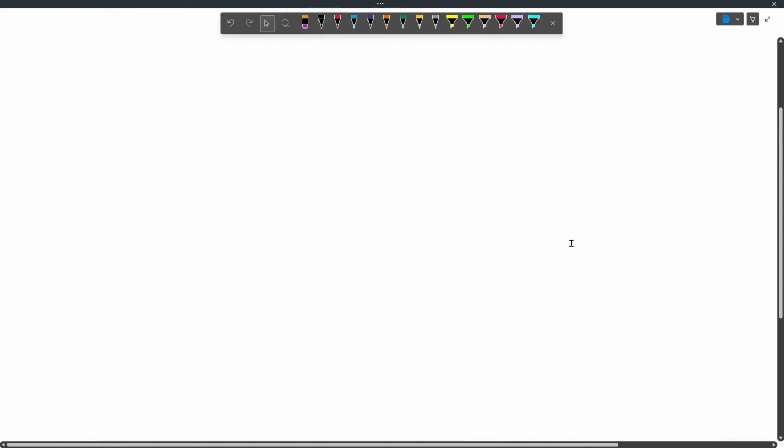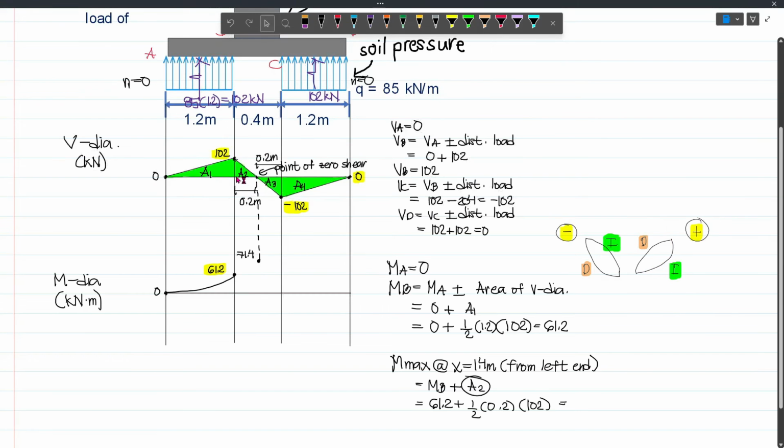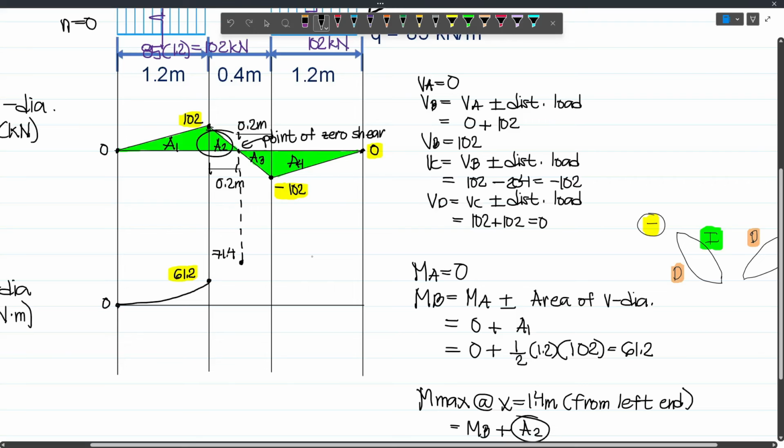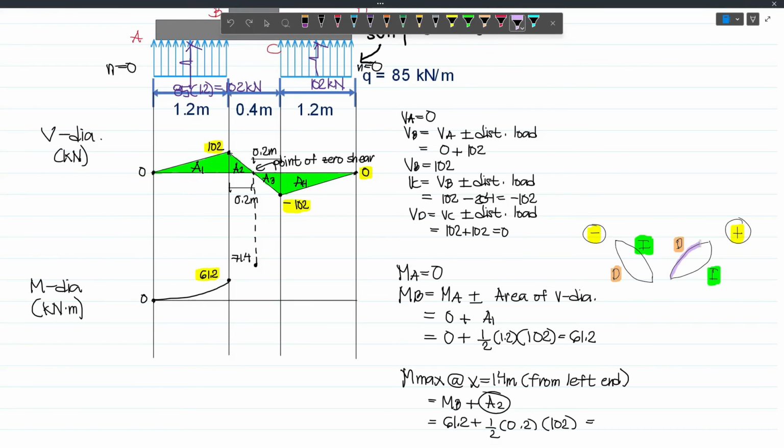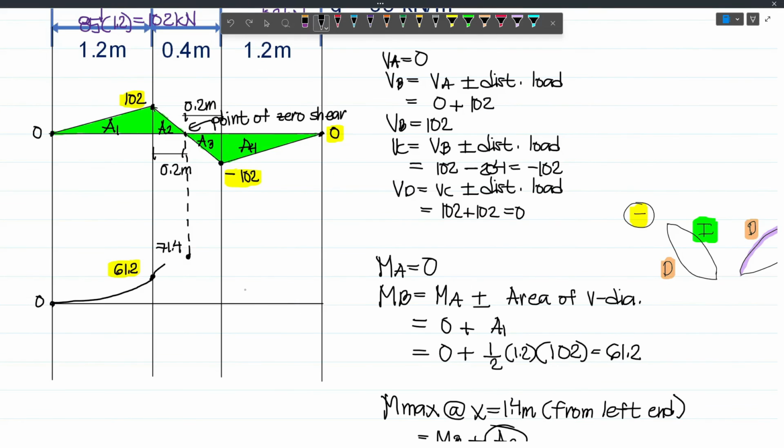And then sir, what will be the connecting line? Diba, if you look at our shear diagram, our load is positive because this is above the 0 line, and then it's decreasing because it started from 102 and then ended at 0. And so positive and then decreasing, we will follow this curve. And so ito na yan. From here, we will draw this curve.